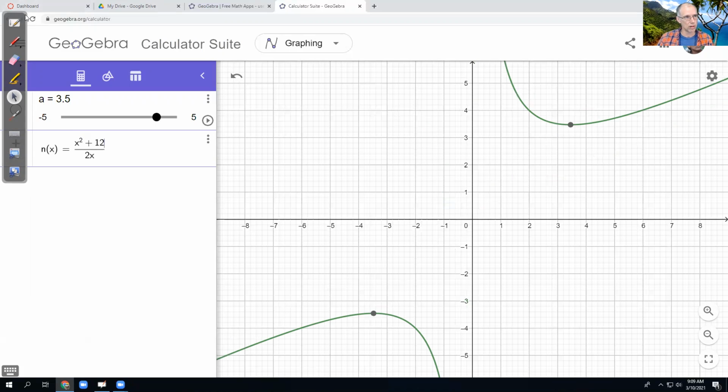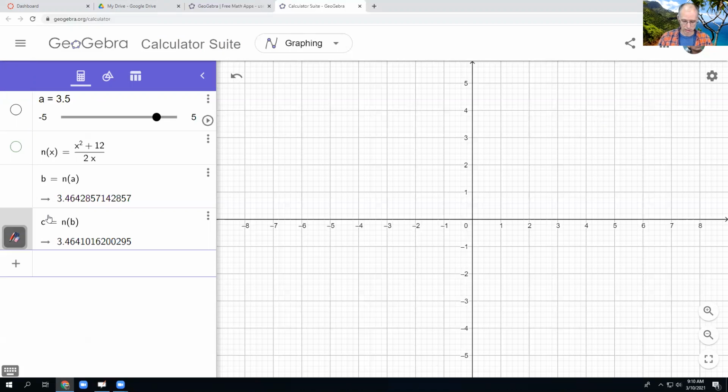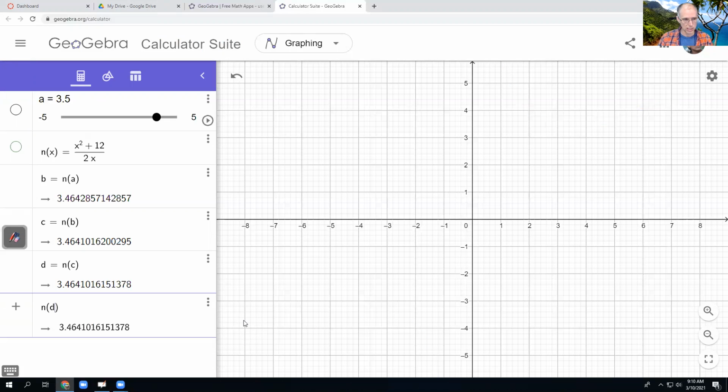I really don't want to see the graph of it. That's not relevant because we're hitting this recursively. So then I can just say, okay, what is n of A? And it gives me the next value there. And the nice thing is it automatically called it B. And so now I can say, okay, what's n of B? And it gives me this number. It's going to call it C. And I can say, okay, what's n of C? And it gives me this next number there. And let's do that one more time, n of D.